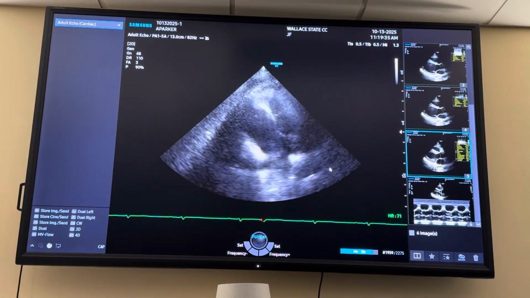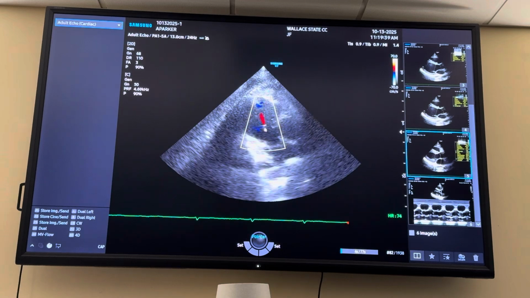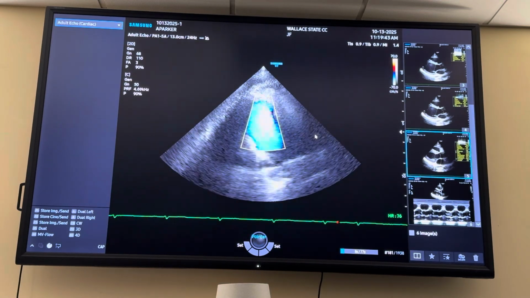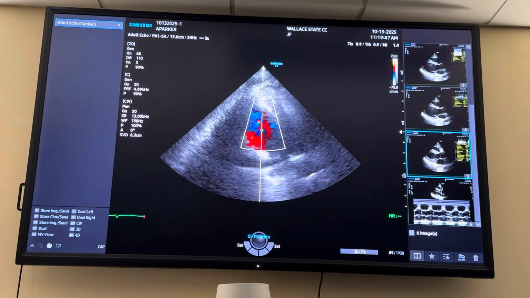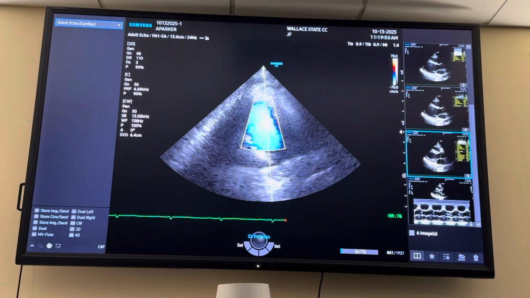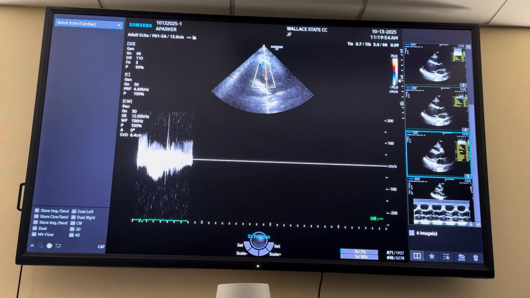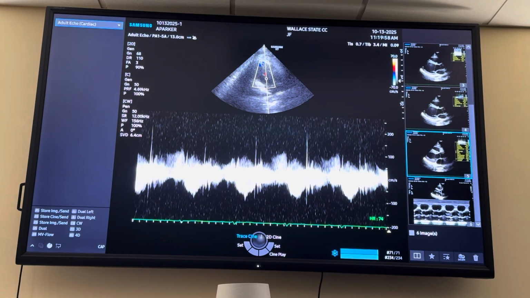So you would clip store here, and you're going to put color on. She's got a little pulmonic insufficiency. You can clearly tell it's going to be mild or just very minimal, but looking at this, I know that when I put continuous wave through that valve, I should be able to see a little bit of pulmonic insufficiency. You're going to see the pulmonic insufficiency during diastole.